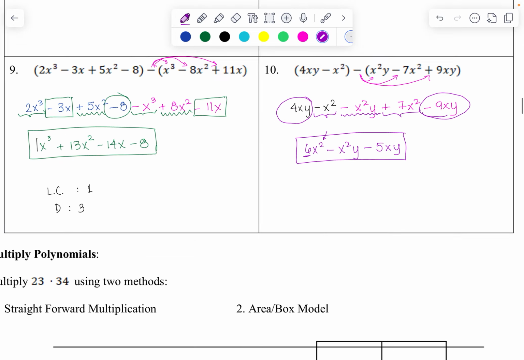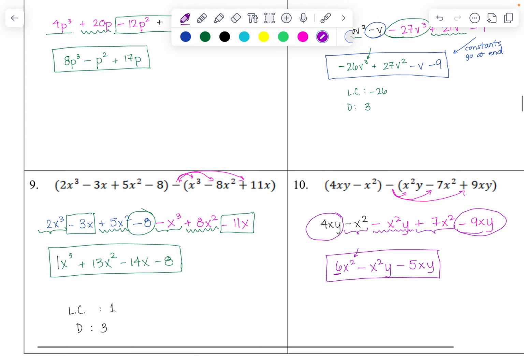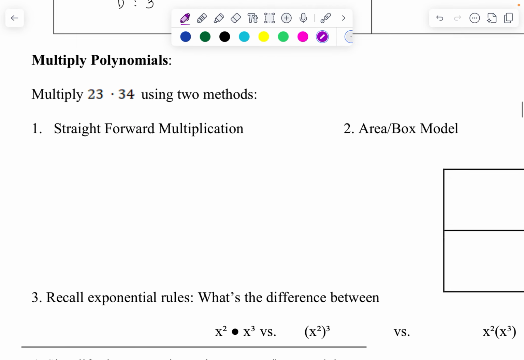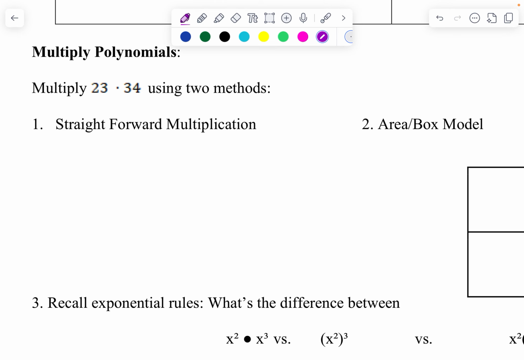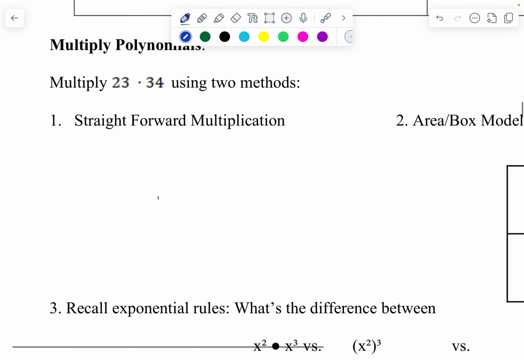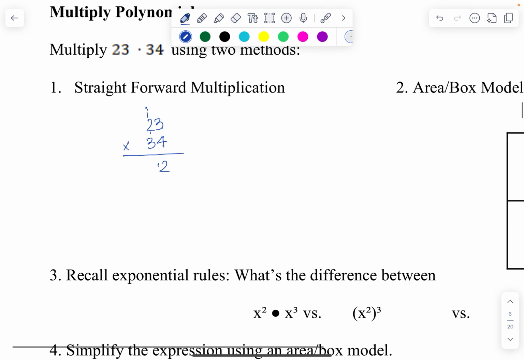All right, folks, let's talk about multiplying. This was all addition and subtraction. Let's go ahead and address multiplication. I'm going to teach you 2 ways: straightforward multiplication and the area box method. So if we were to multiply 23 times 34, as we used to back in elementary school. 4 times 3 is 12, carry the 1. 4 times 2 is 8, plus 1 is 9. Bring down a 0 over a placeholder, and 3 times 3 is 9, and then 3 times 2 is 6. If we add these numbers up, we get 782.